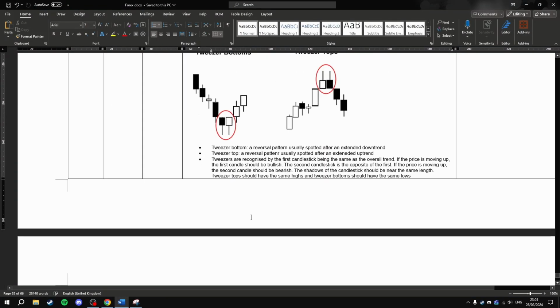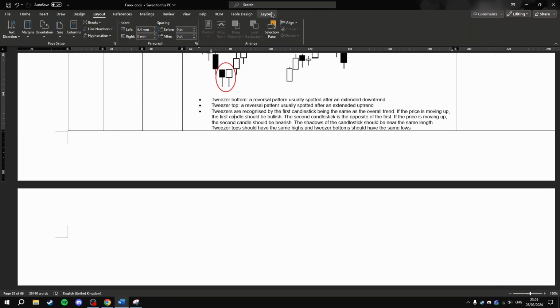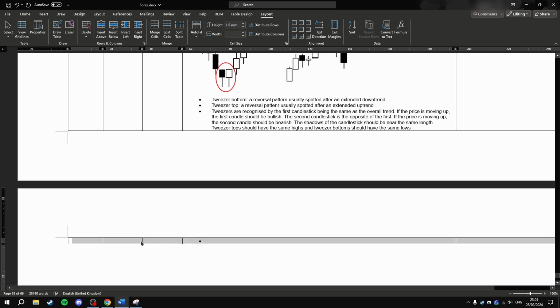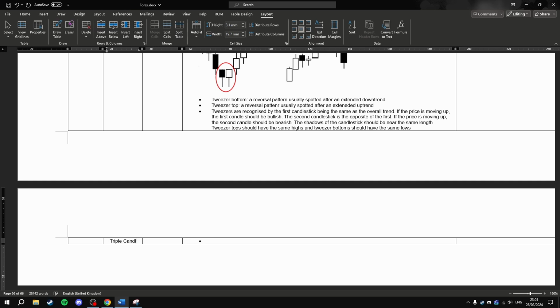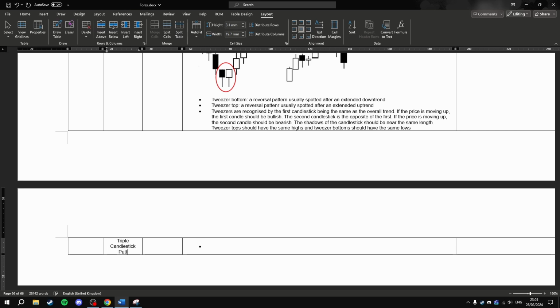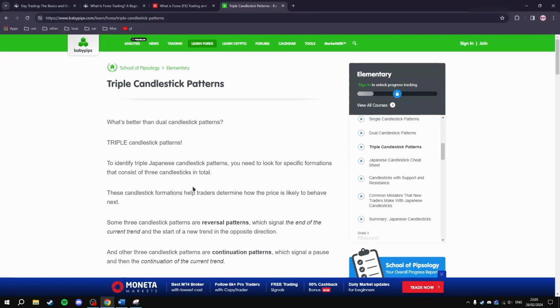Triple candlestick pattern. What's better than dual candlestick patterns? Triple candlestick patterns. To identify triple Japanese candlestick patterns, you need to look for specific formations that consist of three candlesticks in total.